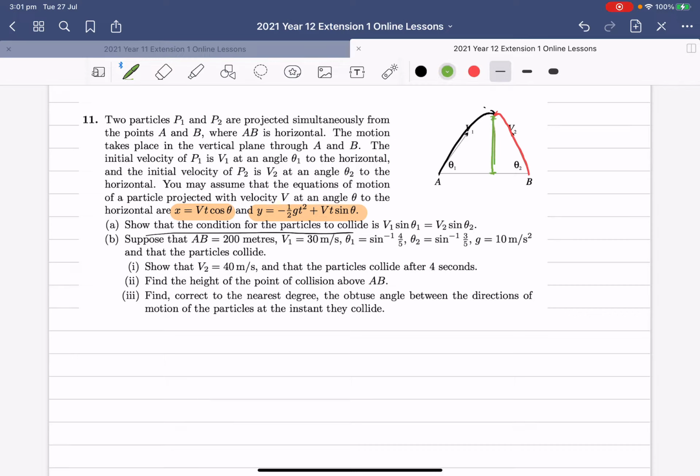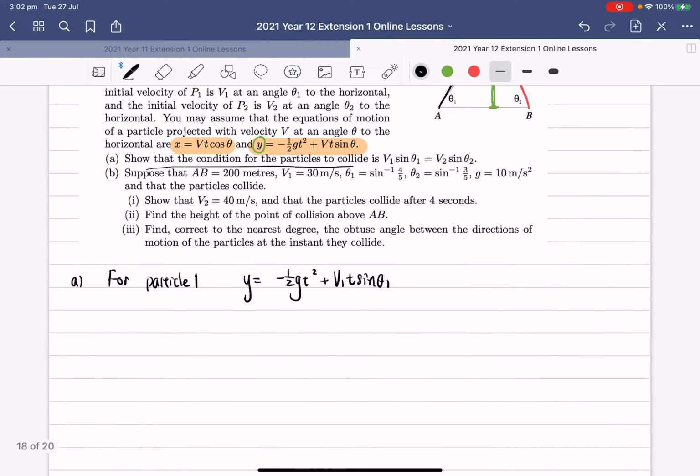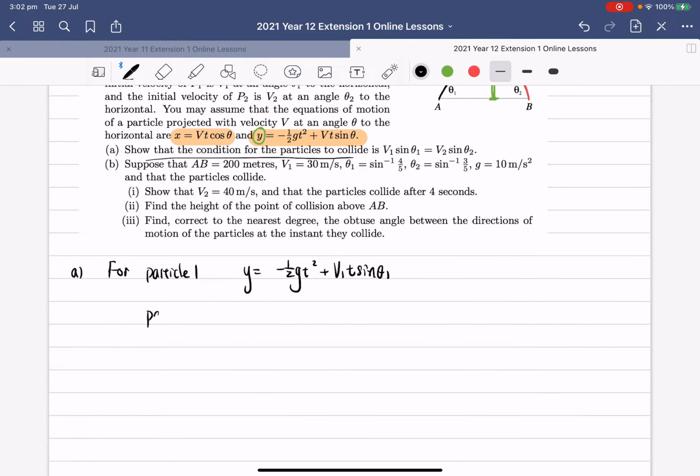They're going to have the same vertical height, which means if we want to find the expression when they collide, the y is going to be the same. So therefore what we can do is make a simultaneous equation in terms of y. Let's do it again. For particle 1, y is equal to negative half g t squared plus V1 t sine theta 1. For particle 2, y is equal to negative half g t squared plus V2 t sine theta 2.